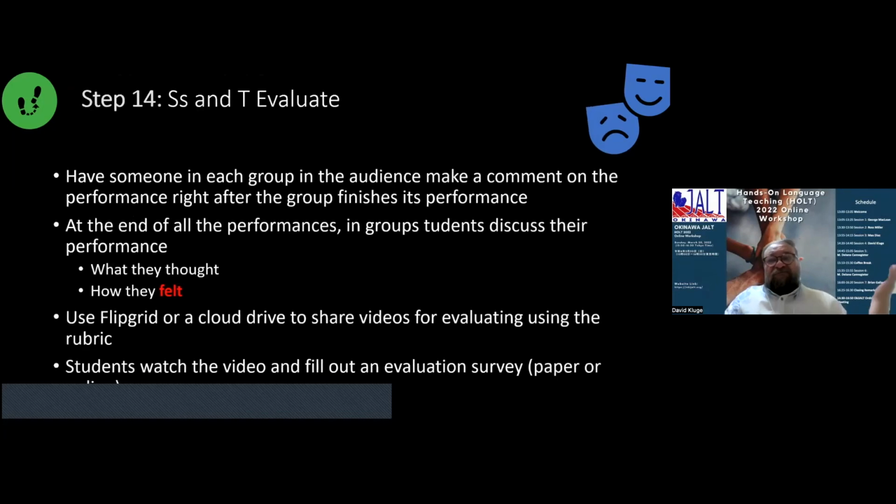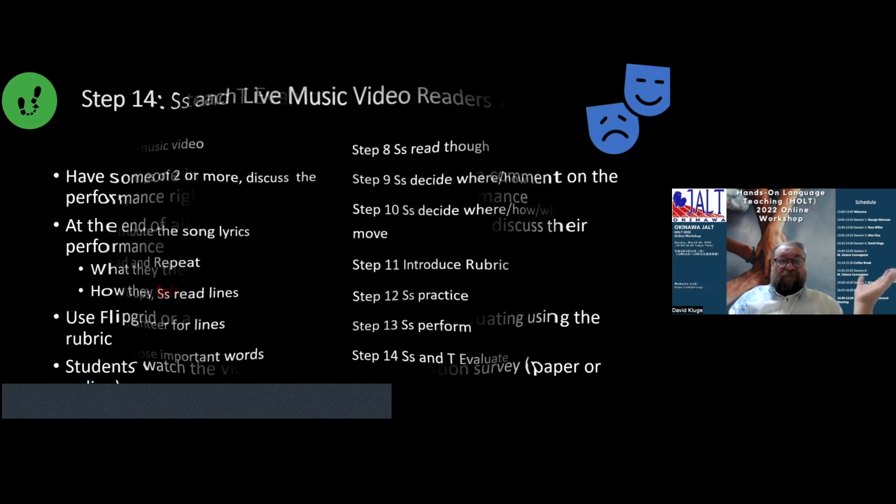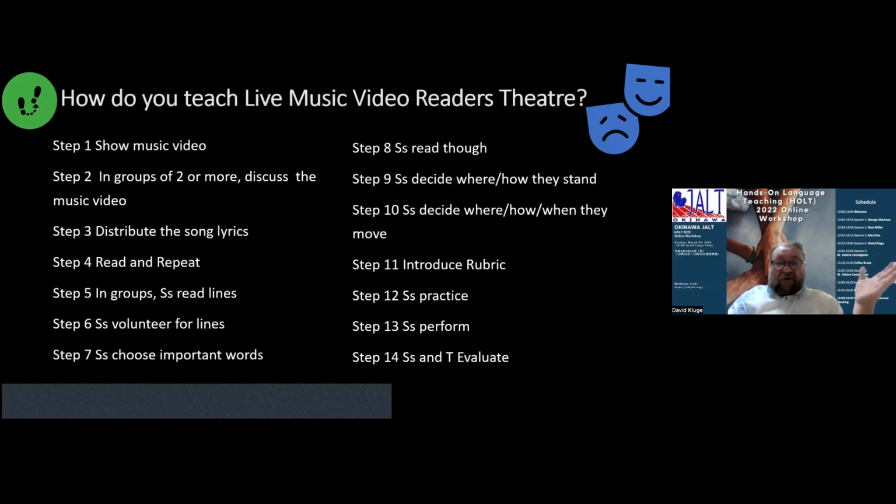Step 14, have someone in each group in the audience, students and teachers, evaluate. And have someone in each group in the audience make a comment on the performance right after the group finishes its performance. And at the end of all the performances, the students discuss their performance, what they thought and how they felt. Use Flipgrid or a cloud drive to share videos for evaluating using the rubric. And students watch the video and fill out an evaluation survey, paper or online. And these are all the steps that we took.